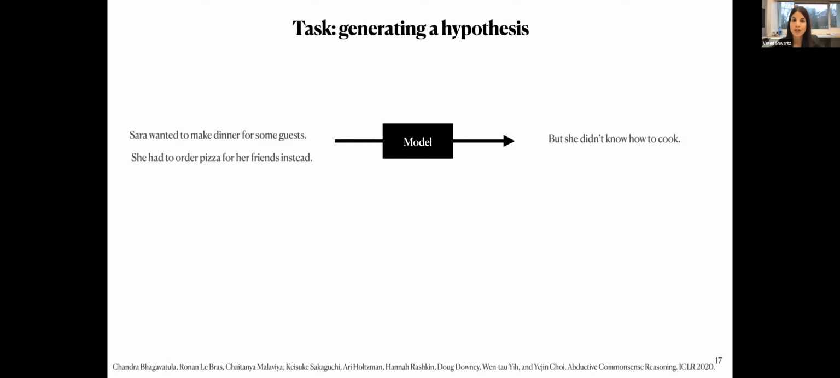And of course, you can just train a supervised model to generate the hypothesis given the past and future observations. The problem is that it's going to be domain specific. So if we train it on a data set of fiction, then we can't actually apply it later to news, for example. So our goal was to come up with a more generic model, and we developed an unsupervised model.